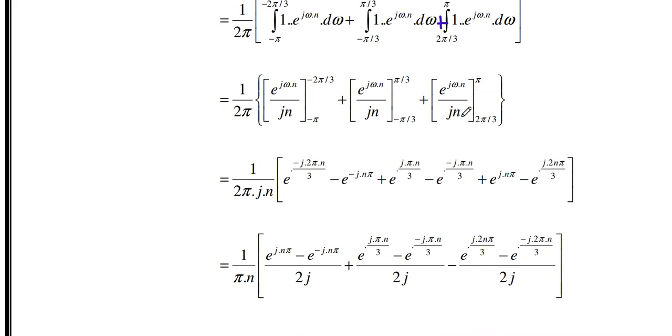In this term, jn is common, so you take it outside: 1 by 2 pi jn. Then substituting the upper limit, instead of omega we substitute this value, so e power minus j 2 pi by 3 n. Then minus the lower limit, which is minus pi, so e power minus j n pi. This is the first term. Then you substitute the upper limit in the second term, e power j pi by 3 n, minus the lower limit, e power minus j pi n by 3. Similarly, you substitute the upper and lower limits.